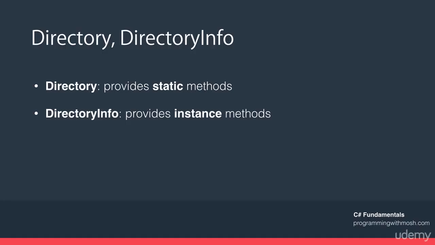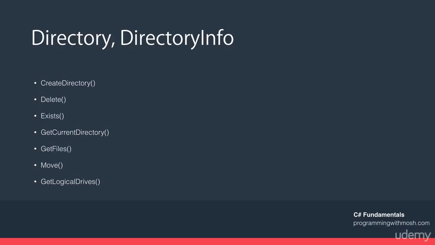Directory and DirectoryInfo are very similar to File and FileInfo. So the Directory class provides static methods, whereas DirectoryInfo provides instance methods. And you use either of these classes to work with directories. Here are some useful methods: CreateDirectory, Delete, Exists, GetCurrentDirectory, which returns where the application is currently sitting. GetFiles, which returns the files in a directory. And in that method, you can provide filters. For example, you can say, give me all files or files with a JPG extension. We also have Move and GetLogicalDrives, which returns the logical drives of your hard disk, like C drive, D drive, and so on.